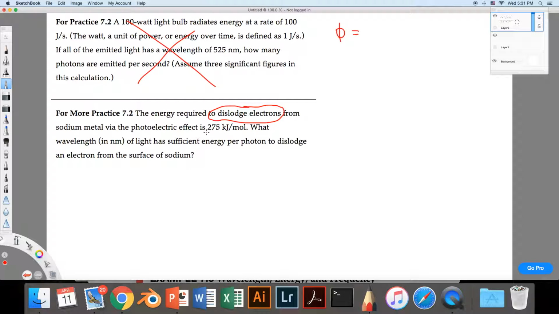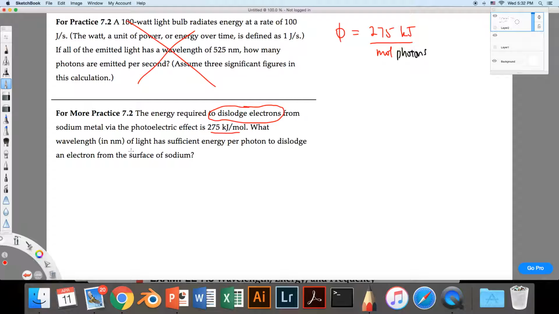Via the photoelectric effect is 275 kilojoules per mole. 275 kilojoules per mole. Per mole? Per mole of what? Per mole of photons. Per mole of electrons, right? Because it's 1 photon per electron that gets knocked off. Okay? So that's that right there.